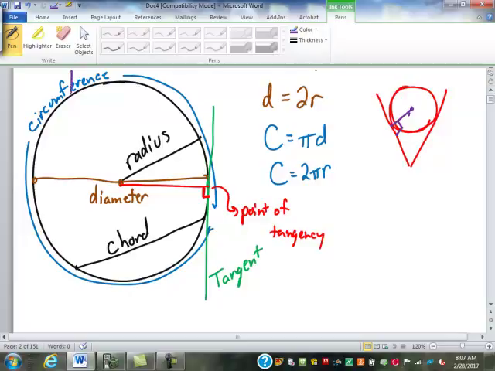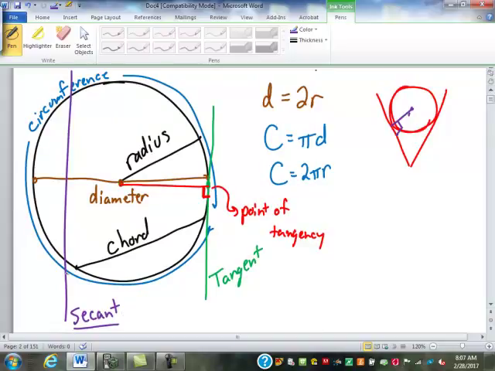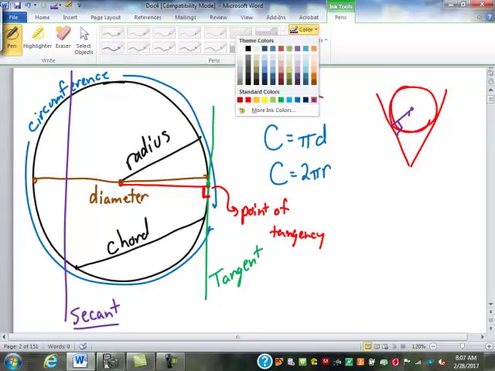Another one looks like this. It actually cuts through the circle. That's called a secant. So the tangent touches the circle but never cuts into it. A secant actually cuts through the circle. The technical definition of a secant is a line or a line segment that contains points both inside and outside, or both interior and exterior to the circle. So how do you know if that's a chord or a secant? Because it continues on. It has to contain points both inside and outside. Chord is completely in.